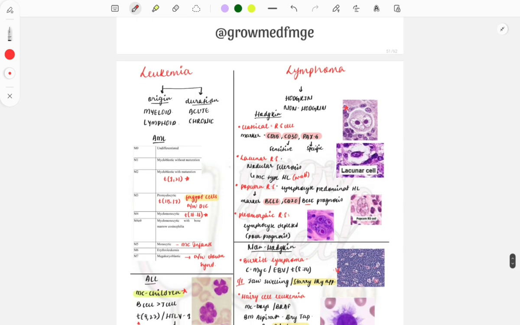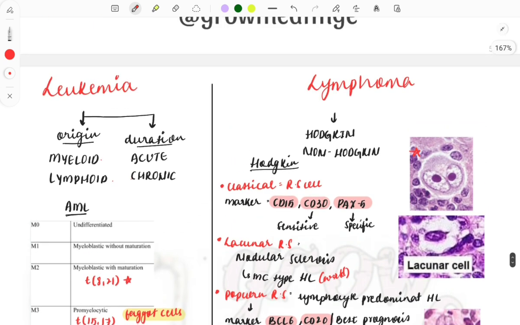Then leukemias and lymphomas, already discussed in the pathology video. I think most of you have already watched that video, and if you have not watched it yet, the link will be given in the description box, so do watch that video also. And now we'll just quickly discuss the important things.